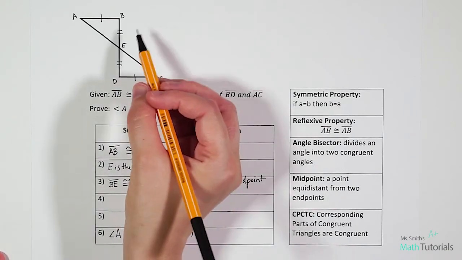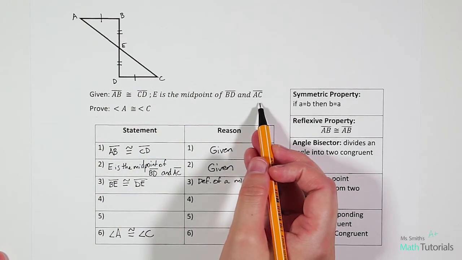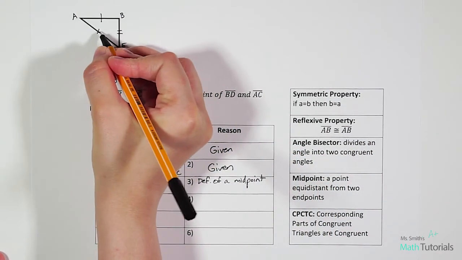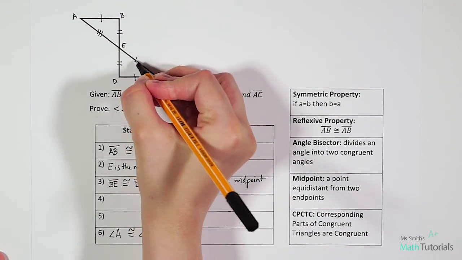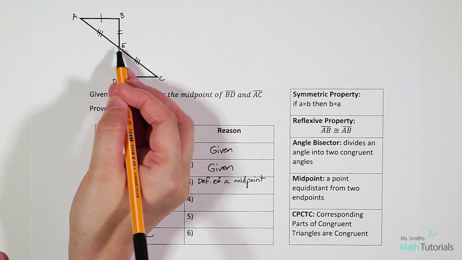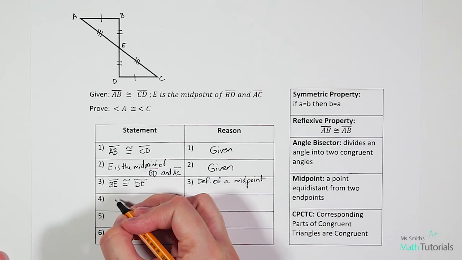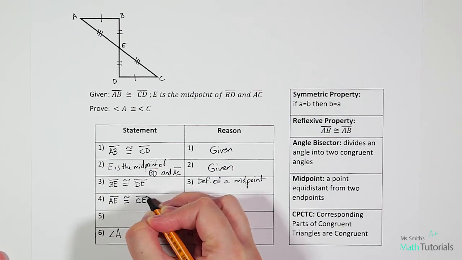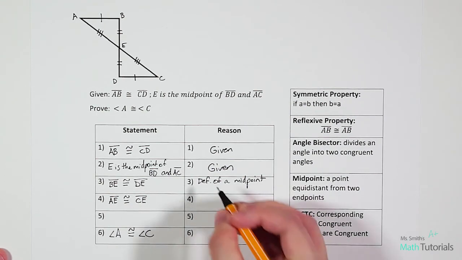So if E is also the midpoint of line AC, as our given statement told us, then we can say the same thing for line AC. We can say that AE would be congruent to line CE. Because E is the midpoint, it cuts that line perfectly in half. So let's add that as our next statement. Our reason will also be the definition of a midpoint.